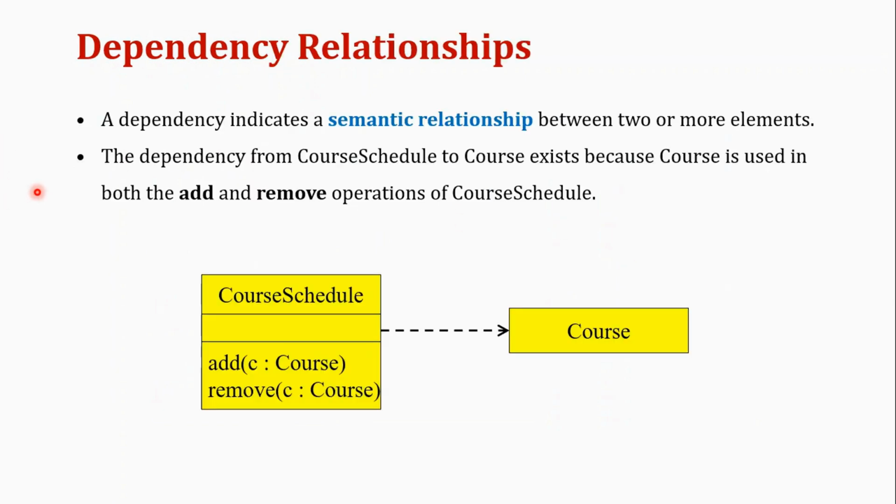Dependency is nothing but a semantic relationship between two classes or two entities. Here one class name is course schedule, and the other is course. So the course schedule depends on the course. Without the course, the course schedule doesn't exist or is meaningless. So a semantic relationship between two classes or two entities is called a dependency relationship.